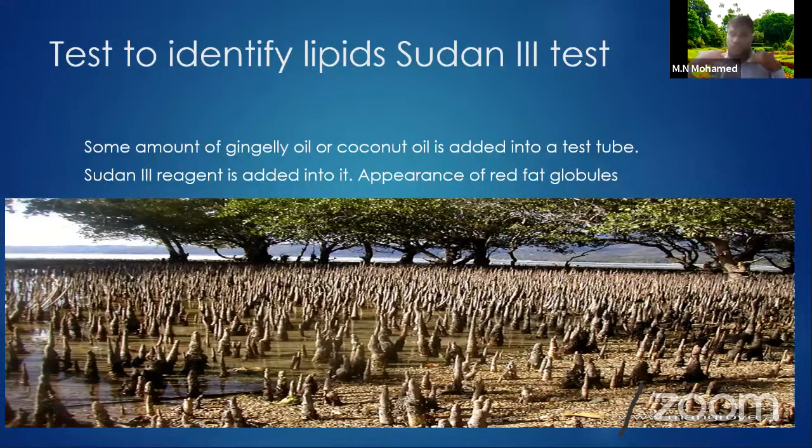So the test for lipids is this: add some Sudan III to the coconut oil, the color changes, and red fat globules are present. You can confirm that it is fat.